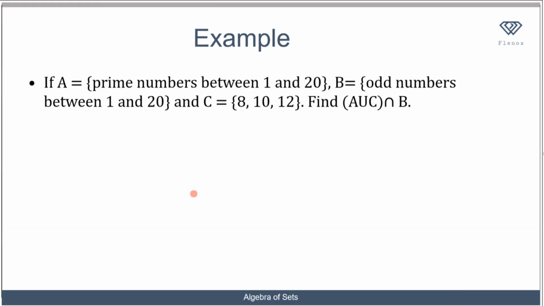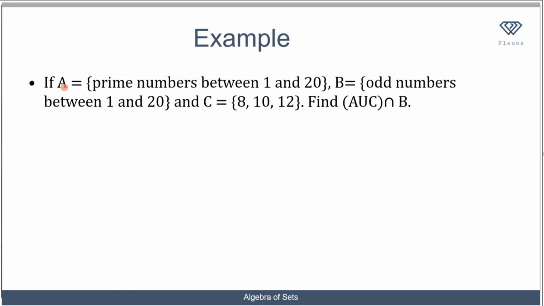So in this example, we are told that A is equal to the set of prime numbers between 1 and 20, and we are told that B is the set of odd numbers between 1 and 20, and we are told that C is equal to 8, 10 and 12. We are told to find A union C intersect B. So what does this mean if you think about it?